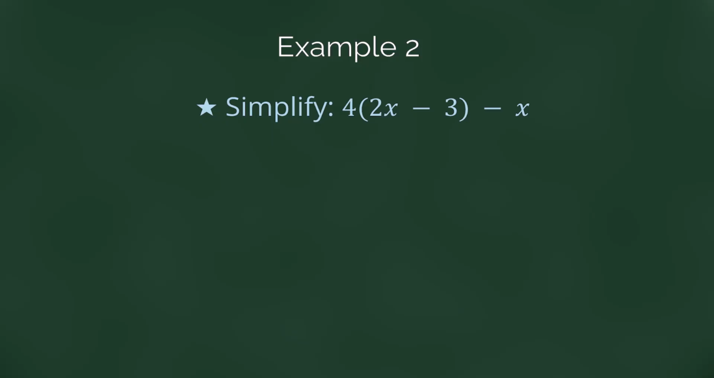Let's try another one. This one has some parentheses in it, so we're going to want to get rid of those first before we can figure out what terms we have and which ones are like terms. So we're going to distribute the 4. We have to remember that the distributive property tells us that 4 belongs to both of those terms. So when we distribute that, we get 8x minus 12 minus x.